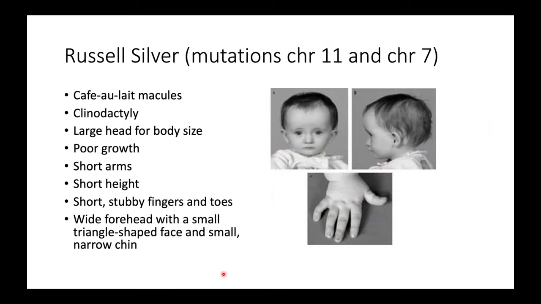We spoke about Russell-Silver syndrome. So we spoke about the large head for body size, the wide forehead with a small triangular shaped face, the clinodactyly, that they have short stature, and they have café-au-lait macules.